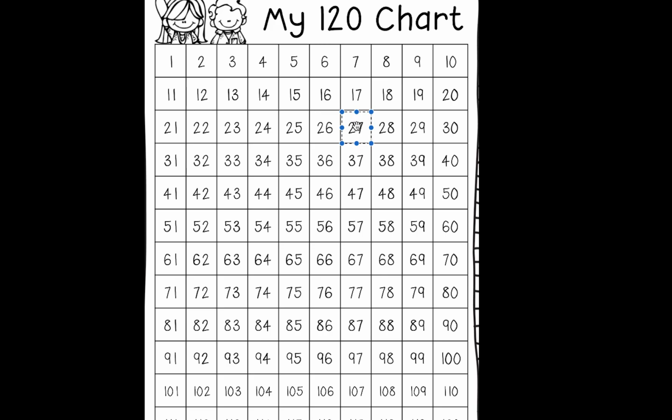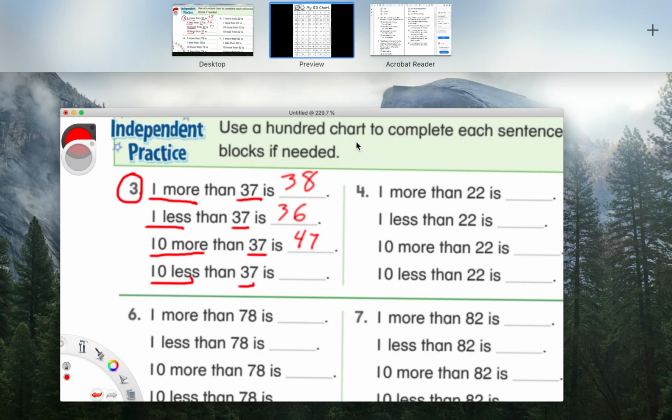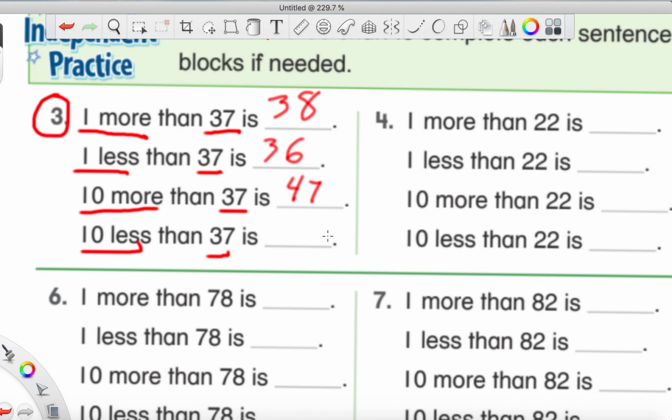And then 10 less than 37, we hop up one. Remember, I know it sounds a little confusing that we're hopping up one. Just remember, you want to move towards those smaller numbers for the 10 less. And we land on 27. And that's it. So 1 more is 38, 1 less is 36, 10 more is 47, 10 less is 27.